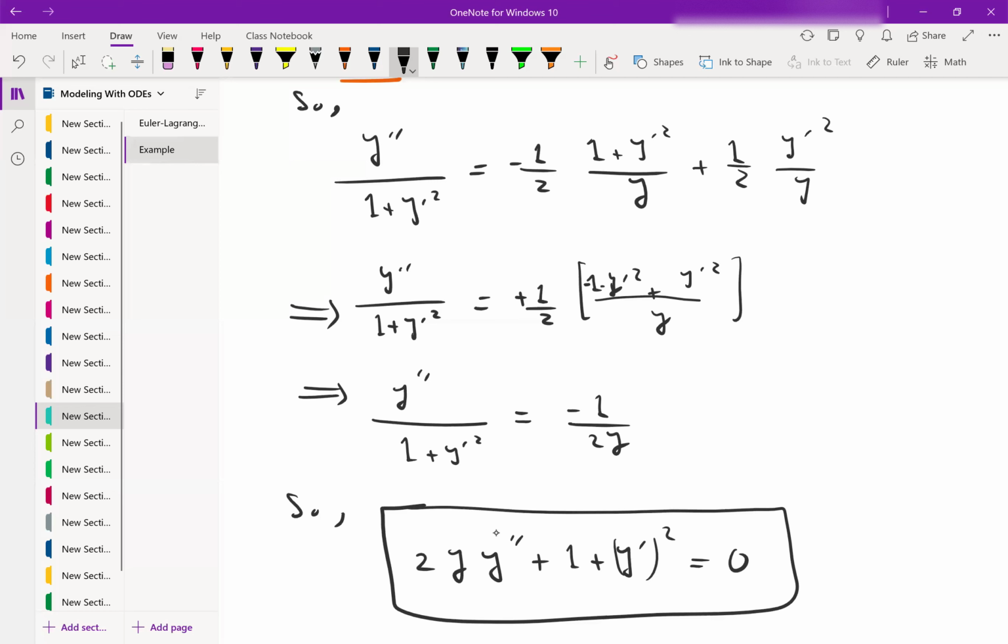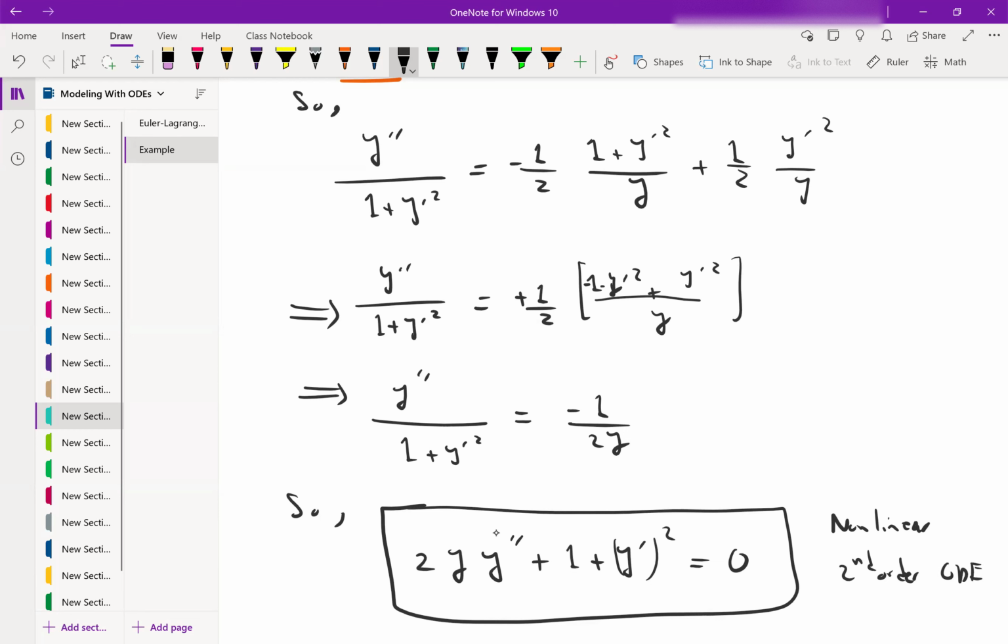This is our Euler-Lagrange equation. The least time curve satisfies this equation. It's a solution to this equation. Here, I'm not going to go over how you can actually solve this equation. This is a nonlinear second order ODE. If you solve it, you will see that the solution is part of a cycloid.